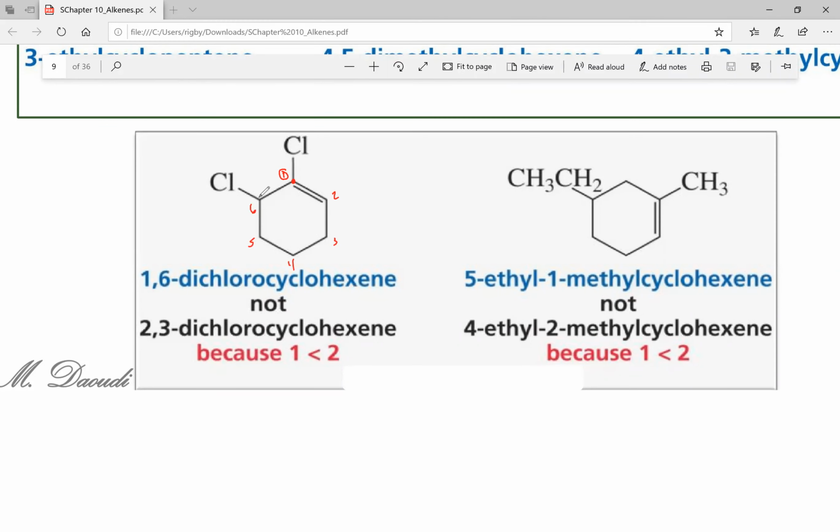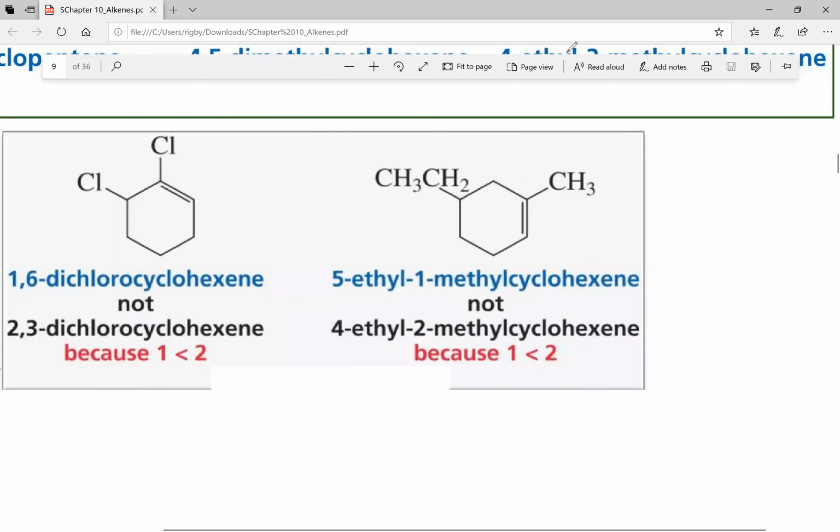And this seems a little bit counterintuitive because if we started numbering from the other side, then we would put everything on a lower number overall. But because of these IUPAC rules, we have to make that carbon that has that substituent 1. Okay? So we can see over here that the same thing occurs where we make the carbon with the substituent 1.